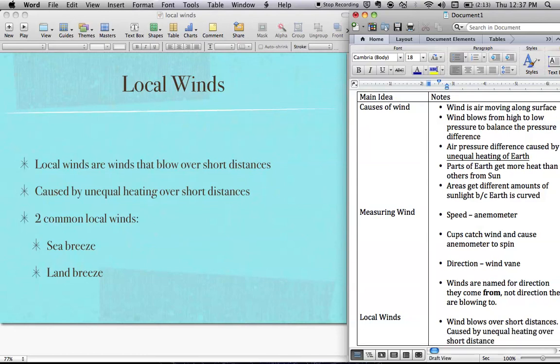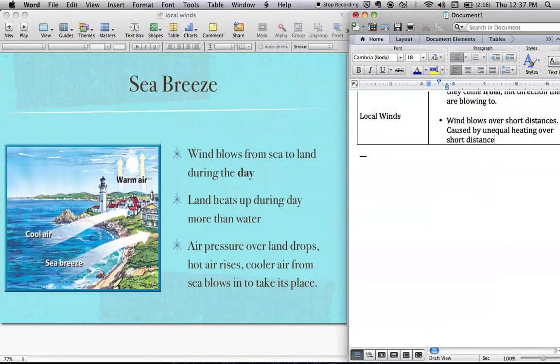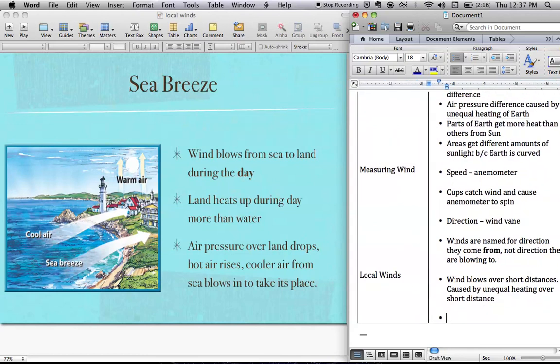And the two common local winds that we're going to talk about are called sea breezes and land breezes. So if you've ever been to the beach, you are familiar with these. So our first one is a sea breeze. With a sea breeze, the wind blows from the sea to the land. Remember, winds are named for where they come from. So a sea breeze comes from the sea. So this blows from the sea to the land during the daytime.